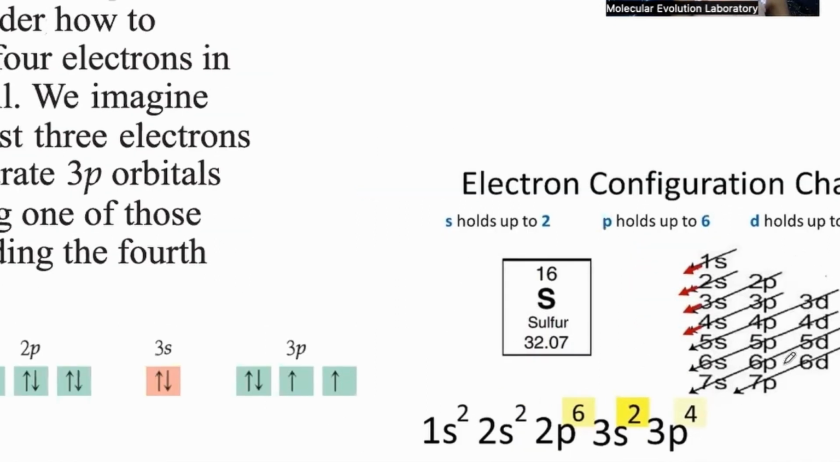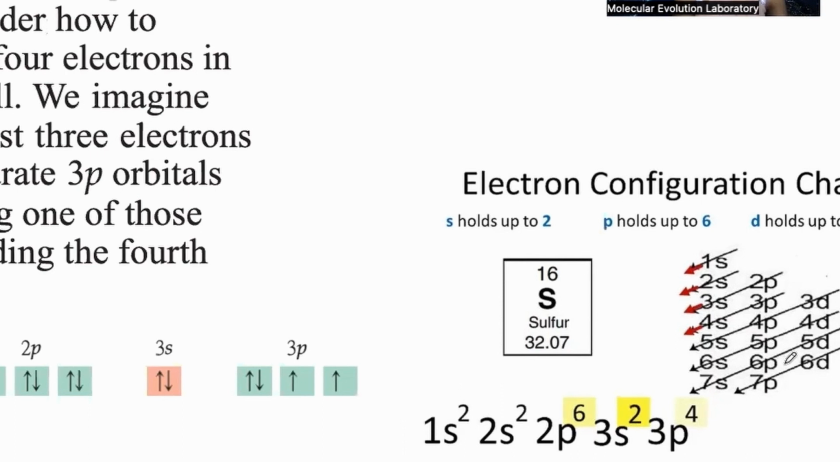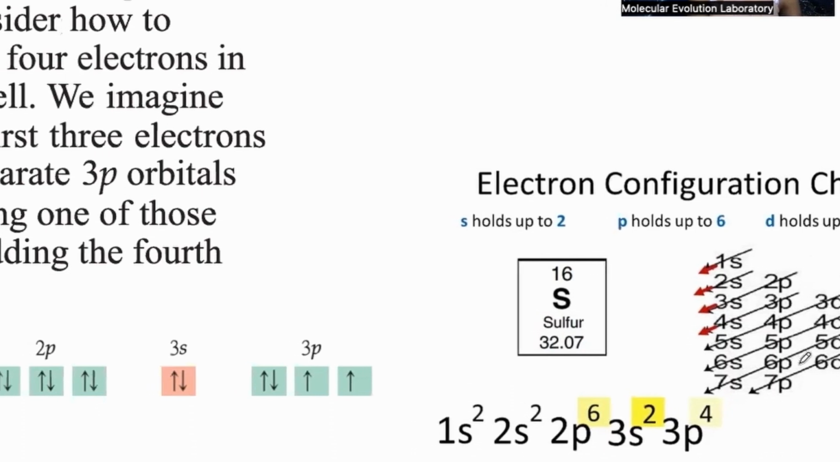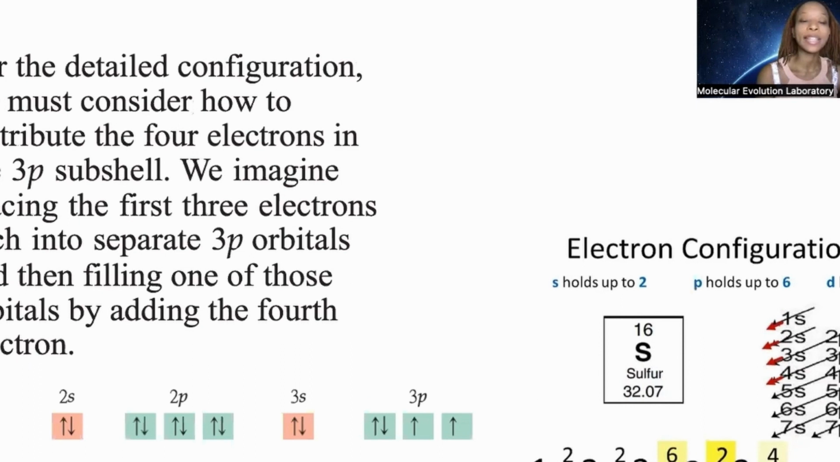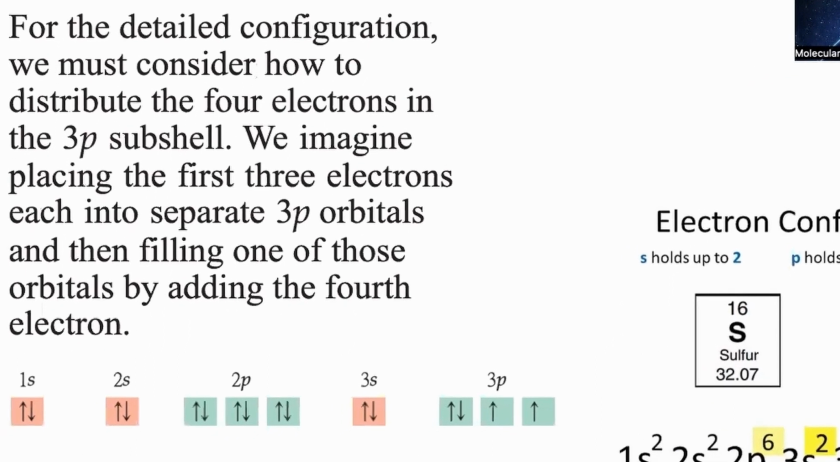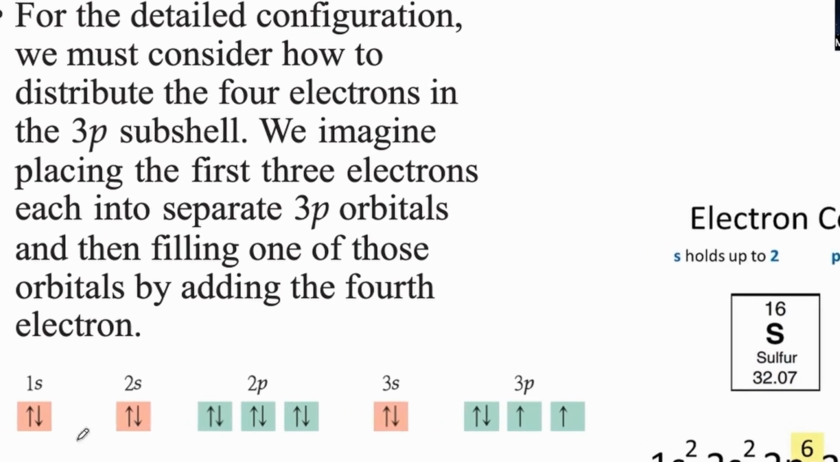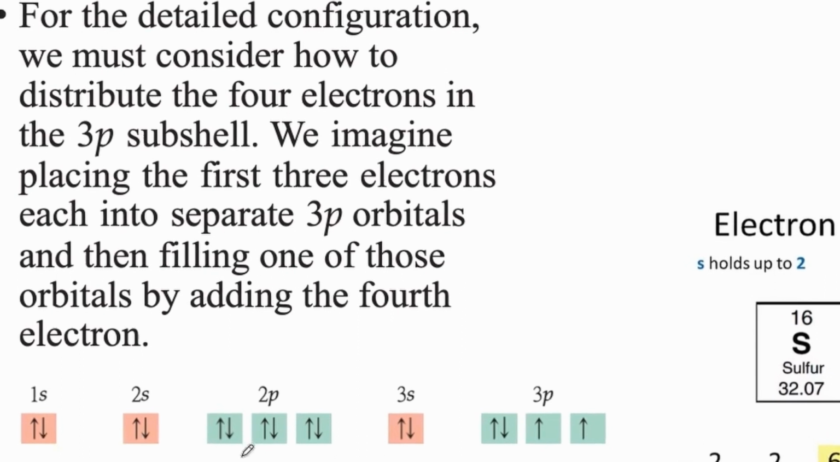For the detailed configuration, we must consider how to distribute the 4 electrons in the 3p subshell. If we imagine placing the first 3 electrons each in separate 3p orbitals and then filling in one of the orbitals by adding the 4th electron. The spin is presented like this.